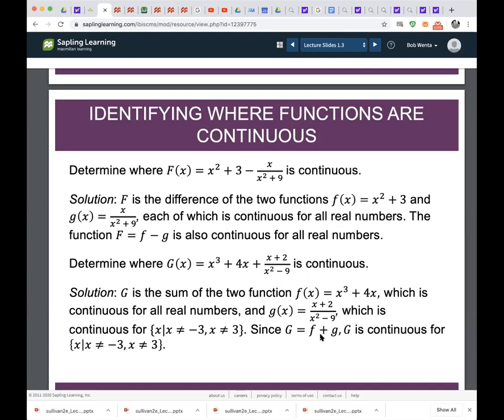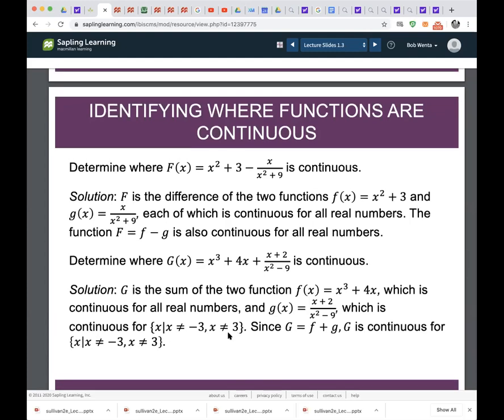So since g is f plus g, cap g is continuous for the set of all x such that x is not equal to -3 and x is not equal to 3. Notice the notation. I'll be asking you to use it throughout the set problem. If your answer is a set of values of x, then the set of all x such that x does not equal -3 and x does not equal 3 is the solution and the notation.